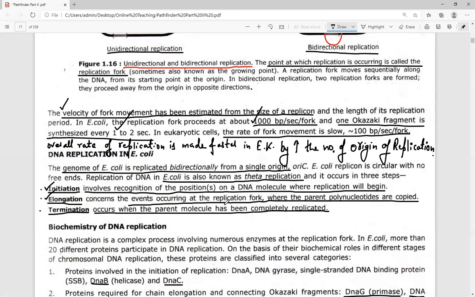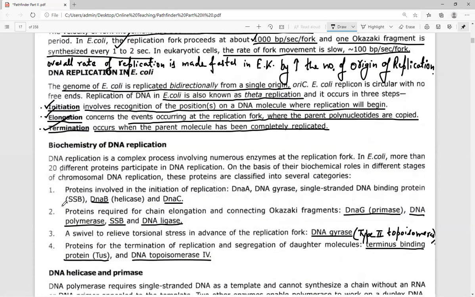During the process of termination, after the process of DNA replication has been completed, termination takes place so that the two daughter strands produced can be effectively separated away from each other. This process is referred to as termination.